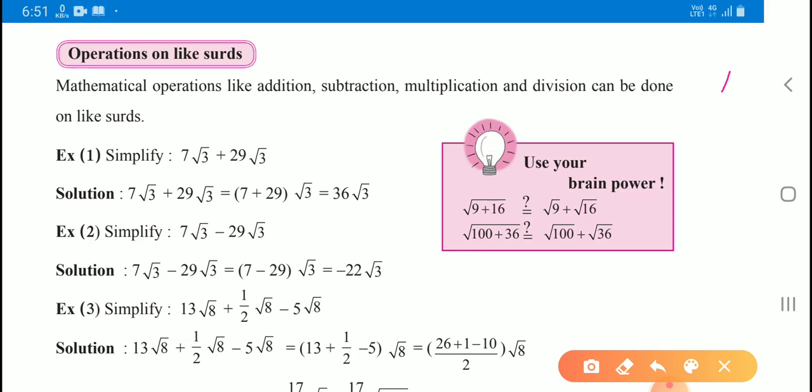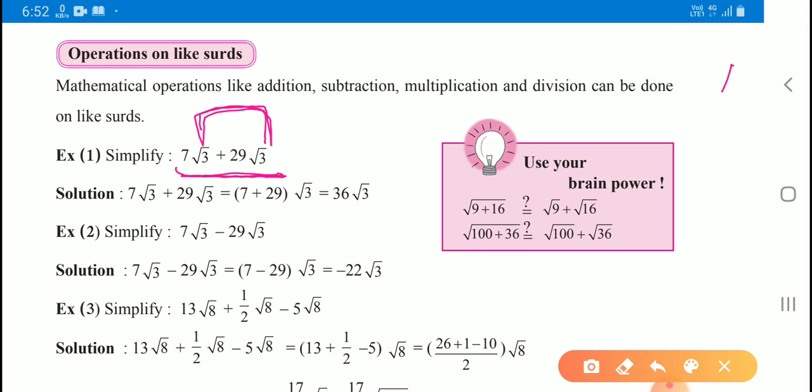First example they have given in your book, that is simplify 7 root 3 plus 29 root 3. Is this a like surd? Yes. Why? Because here these two numbers are equal, meaning equal numbers are there in the radical sign and both orders are 2.